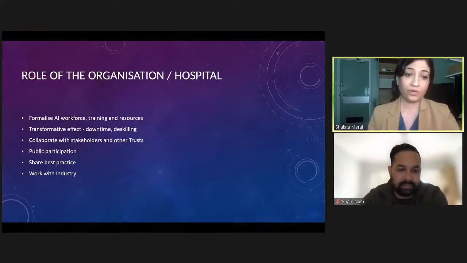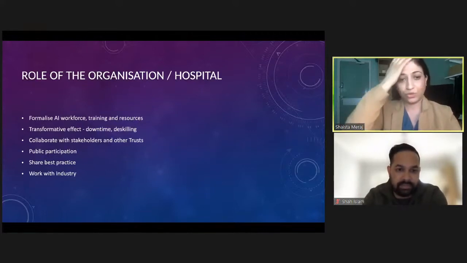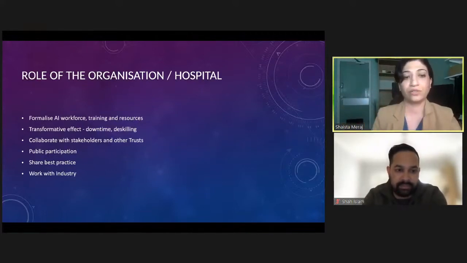Role of the hospital, the organization. For any solution to be successfully deployed and running, you need hospital board and executives to be supporting you from the very start. The organizations need to formalize a process for AI deployments, have an AI workforce with funding and resources, and plan to train the staff.